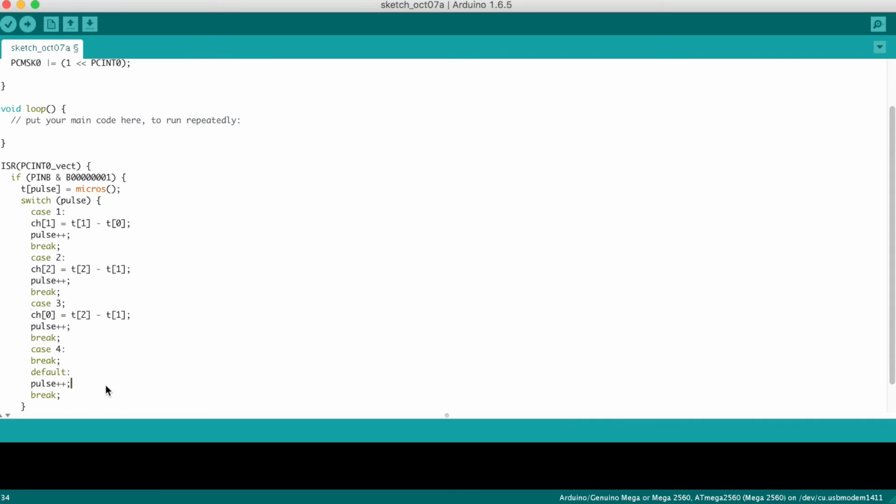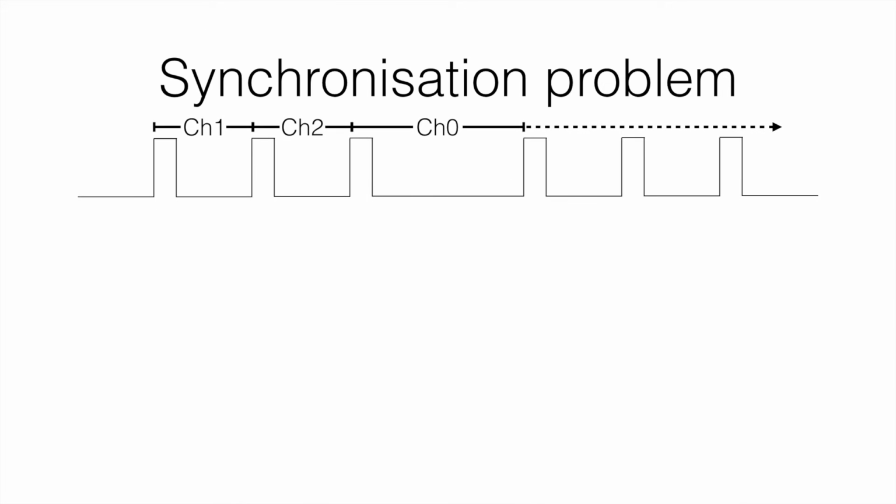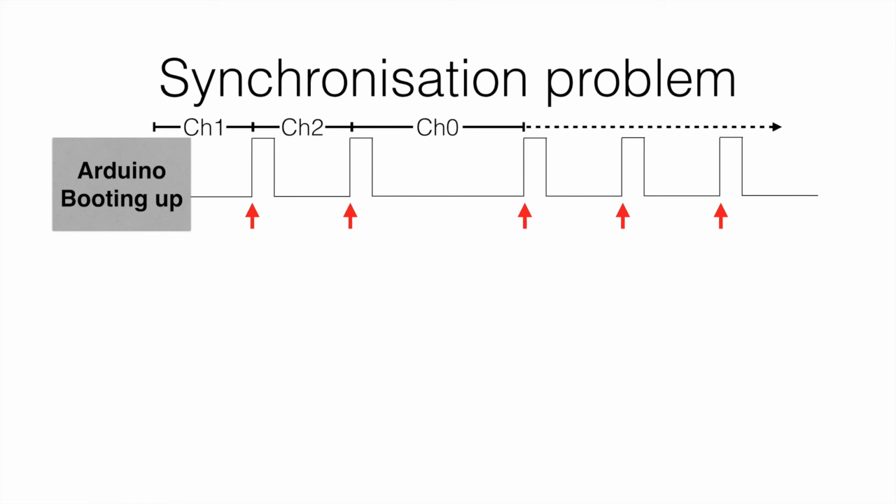There is, however, a problem with this code. We will use the same waveform again, and we expect the interrupts to occur at these points. Since Arduino takes some time to start, it can happen that while Arduino is booting up, it can miss one of the pulses. Now the Arduino thinks that channel 2 is channel 1, channel 0 is channel 2, and channel 1 is channel 0. This is a synchronization problem.